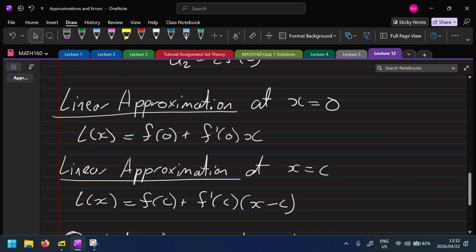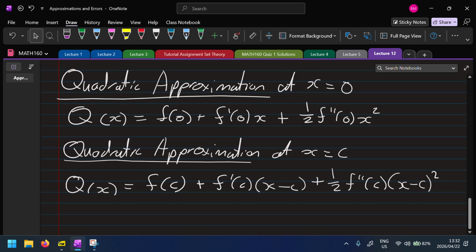Okay, so we've got the linear approximation and the quadratic approximation. Please put boxes around these two. Those formulas will not be given to you. Okay. Any questions on how we get these formulas? All good. Okay, let's have a look at some examples.